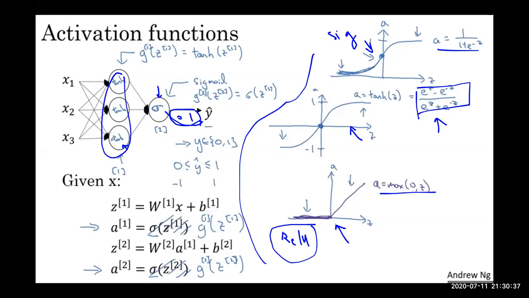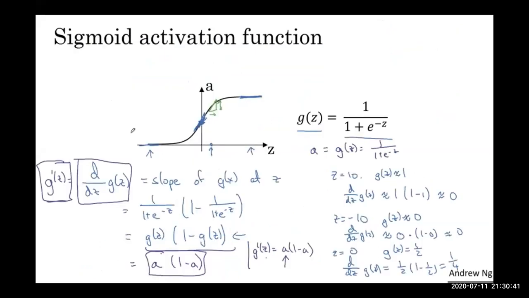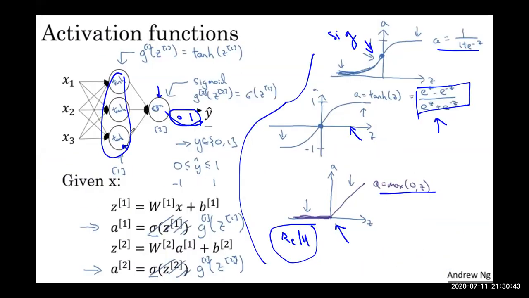Okay, but why do we need to use activation functions? It turns out that if we don't use activation functions, everything will be linear. So we cannot capture nonlinear patterns. Let's say our data is like this, okay? Our data is like this. This is my x axis and this is my y axis.